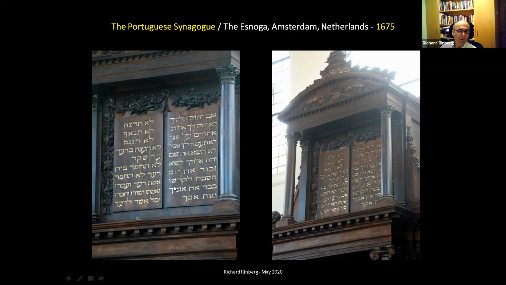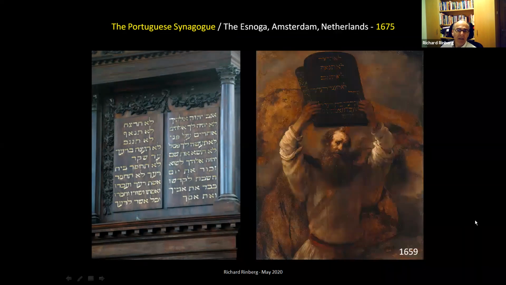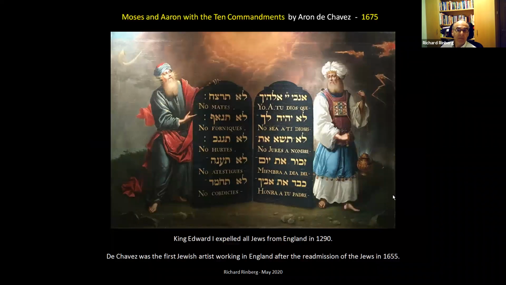But the wording is not as we would generally have it today. It's much closer to Rembrandt. Now, Rembrandt came in 1659, so they would have seen this. So 1675, as they were planning the shul and decorating it, perhaps his ideas found some sort of echo here, although the wording is different, and they didn't go for the same shape. Now, Aaron de Chavis in 1675, he's actually the first Jewish artist who's working in England after the Jews were allowed back in 1655, because Jews were kicked out in 1290.